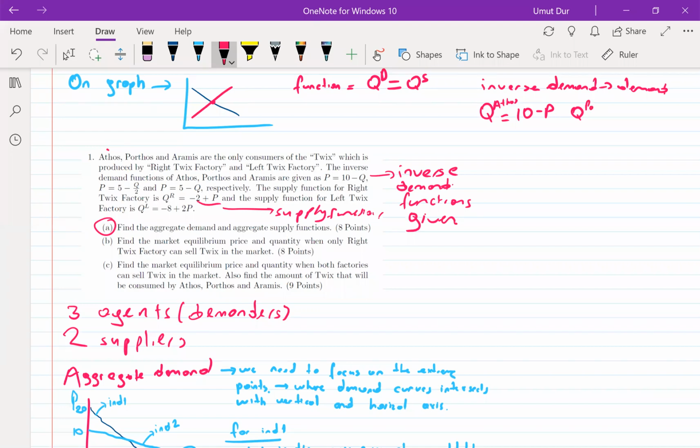The demand function for Porthos is 10 minus 2p, and the demand function for Aramis is 5 minus q. Okay, so what I do is I just take the q to the left hand side, and I take the p to the right hand side, and I just leave out q above.